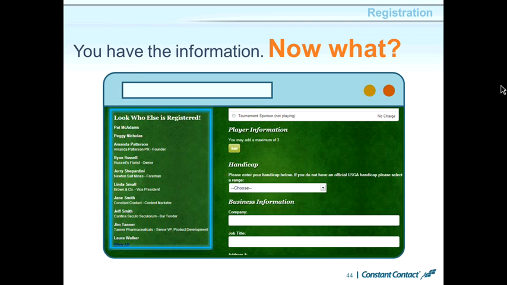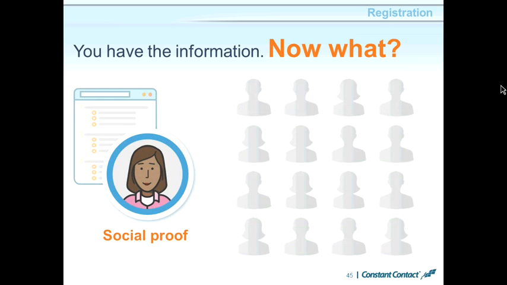Names become visible to registrants, and it's actually really a great process, because what it does is it creates something called social proof. And what is social proof? Well, it's a phenomenon by which someone looks to see how others are responding to a particular situation or decision before they make their own.